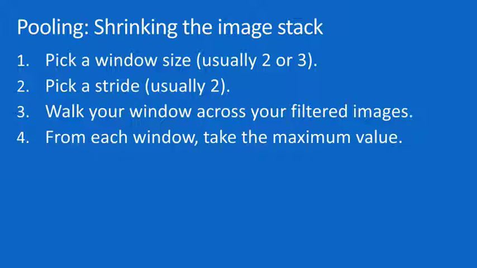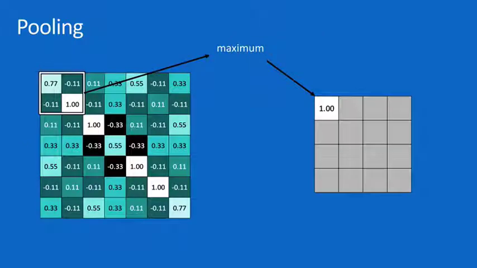So you pick a window size, you pick a stride, we know what that means, and then you just slide the window across the input of the pooling layer. And as you are sliding it across, for every overlap with the input image, you simply record from each window the maximum value. Right? So let's look at an example.